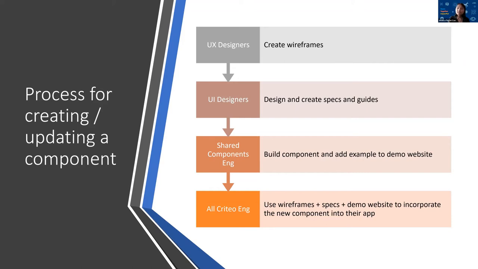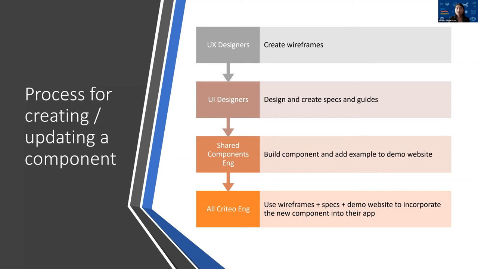Next, user interface designers validate the wireframes and produce specs. They pay attention to adhere to Criteo Design System standards. They try to use existing atomic elements as much as possible. They're responsible for the look and feel of the product. Then, engineers on the shared components team build the component and add examples of how to use it on our demo website. Finally, after the components have been validated and documented, they're ready to be used by all engineers at Criteo.